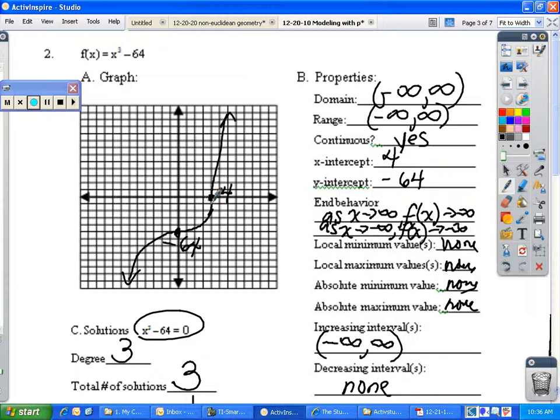Your x-intercept in this graph is 4. Your y-intercept is negative 64, and I know that this graph really isn't representative of that being negative 64, but you know that again because when x is 0, that just leaves you with negative 64.